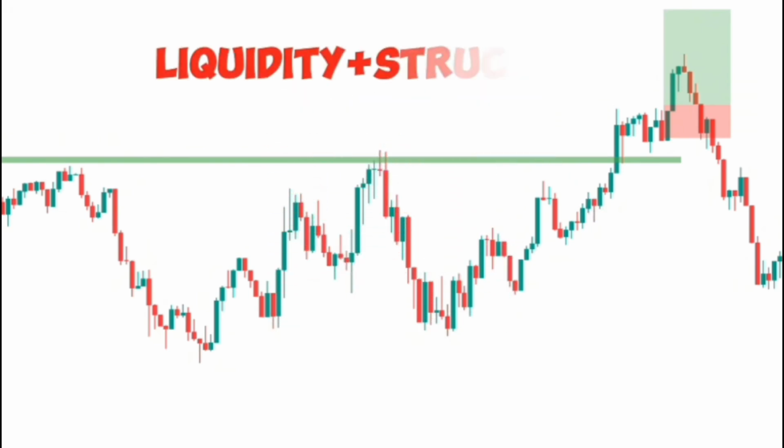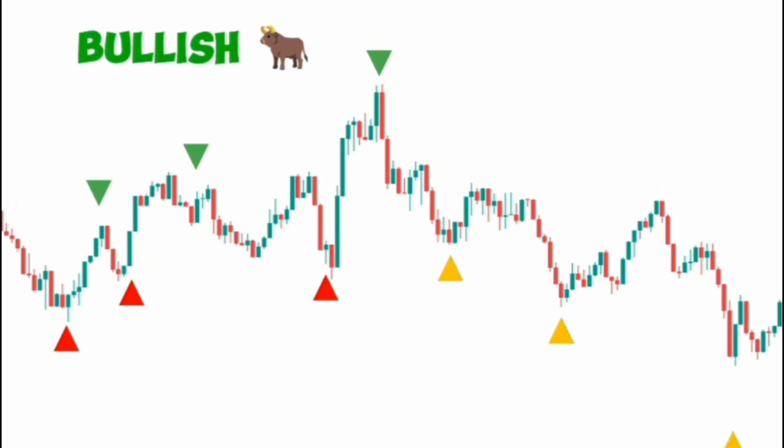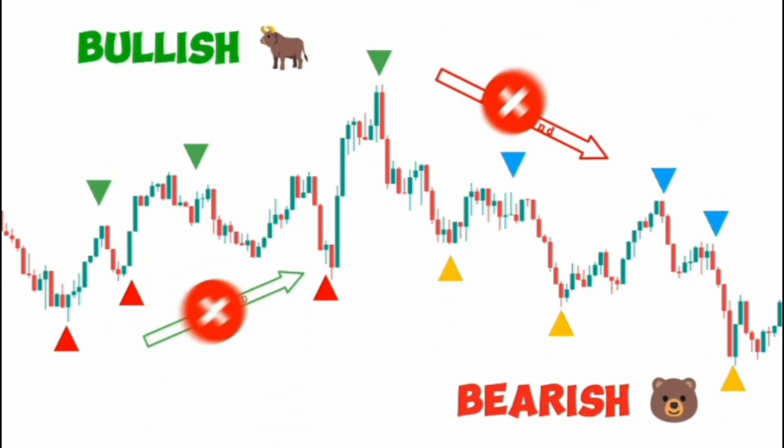This is where liquidity market structure theory comes into play. The first step is to identify the trend. Is the market making higher highs and higher lows? If so, the trend is bullish. Or is it forming lower lows and lower highs? Then the trend is bearish. If the trend isn't clear, taking a trade becomes a high-risk decision. And that's the very first mistake most retail traders make.